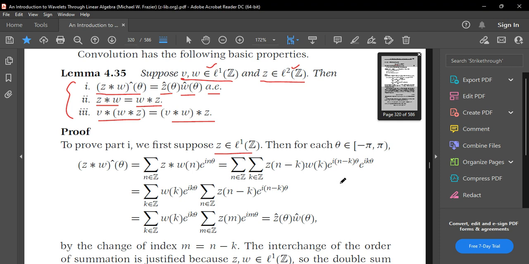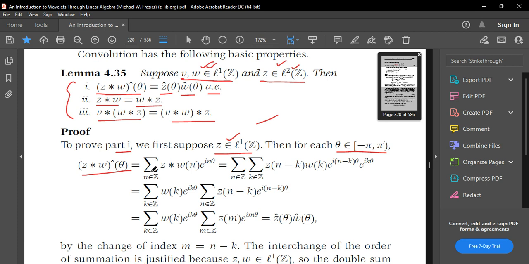So now we will resume this. Okay, we have to prove these 1, 2, and 3: for W belongs to L1 of Z and Z belongs to L2 of Z. For part 1 proof, suppose Z belongs to L1 of Z. For each theta belongs to minus pi to pi, we consider Z star W cap of theta.